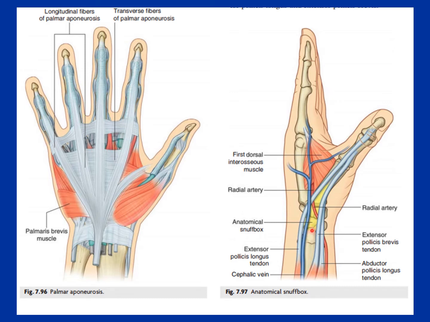It is known as the anatomical snuff box because normally when we extend our thumb, a depression is formed in this area, and people who use drugs like heroin put the drug in this space and then sniff it. That's why it is known as the anatomical snuff box.